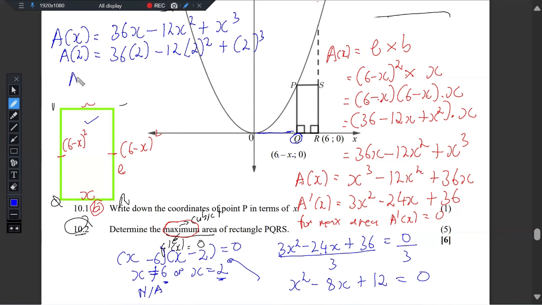And then when we punch all of that, the value that we get is 32, right? So it should be 32 units squared, because it's the area, right?